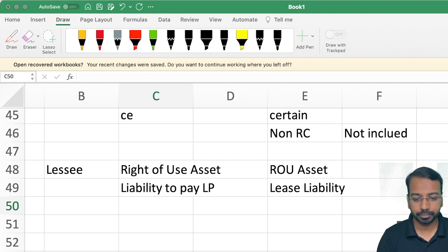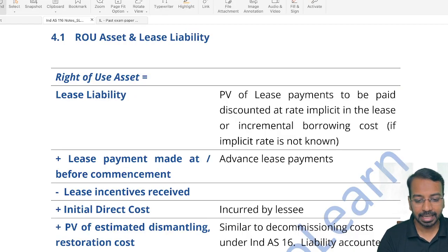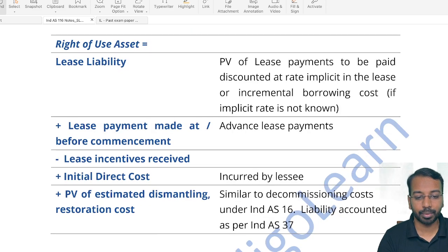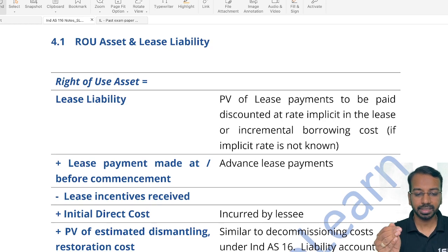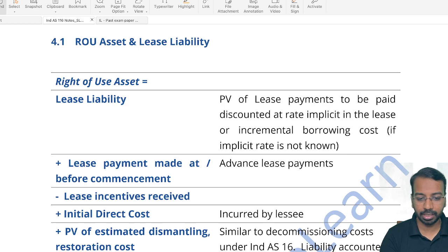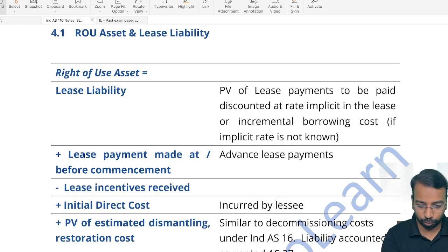Now, whether it is a right of use asset for a finance lease or an operating lease, it does not change, meaning it will remain the same. Sir, what is a ROU asset or lease liability? I've given this in a summarized manner here. Right of use asset, the way you have to learn this table is, right of use asset is equal to 1, 2, 3, 4, 5. These are the 5 things.